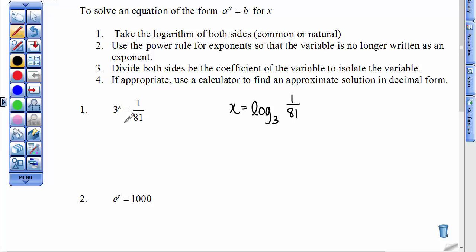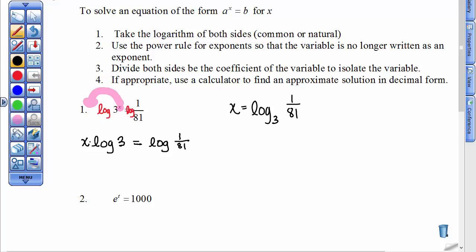Let's go over here and you can see how to type it a little bit easier if you use these steps. Step number 1, take the logarithm of both sides, either the common or the natural logarithm. I'm going to use red here so you can see it. I'm going to put the word log here of both sides. Then, see this x right here? I'm going to bring it down in front. So I have x times the log of 3 equals, and on the right side I have the log of 1 over 81.